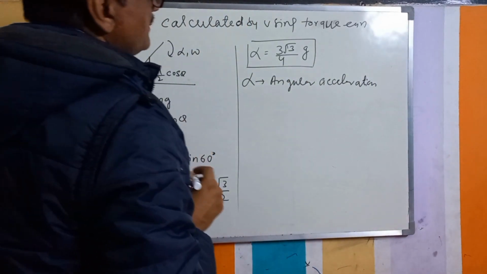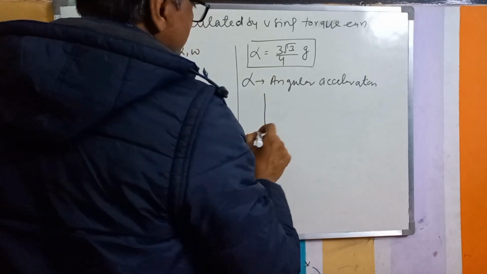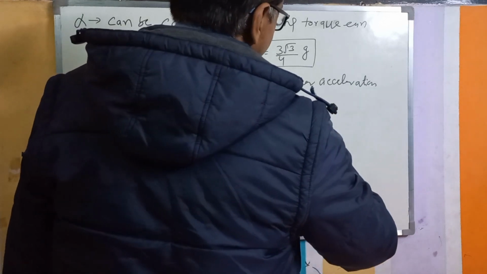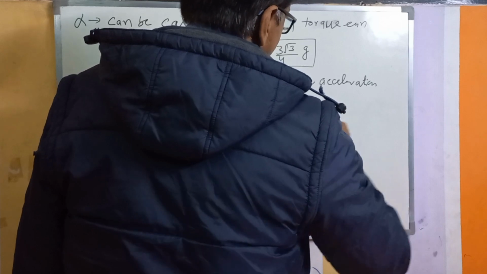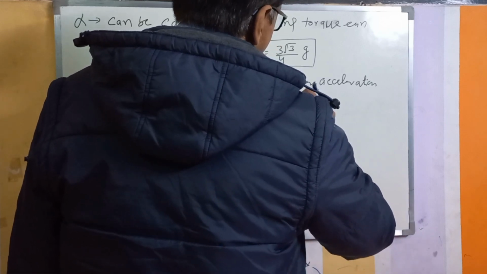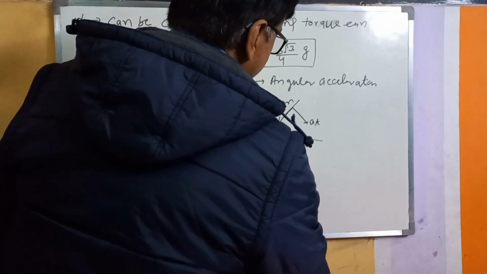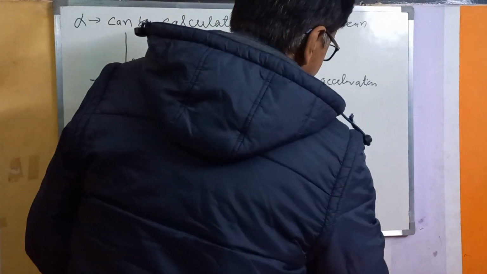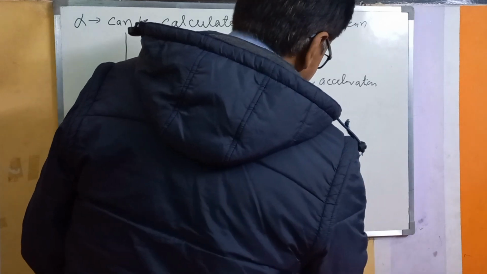Now we have to calculate the normal acceleration and the tangential acceleration. Normal acceleration is also called the radial acceleration, AR or AN, and this is our tangential acceleration. AR is equal to AN, the normal acceleration.